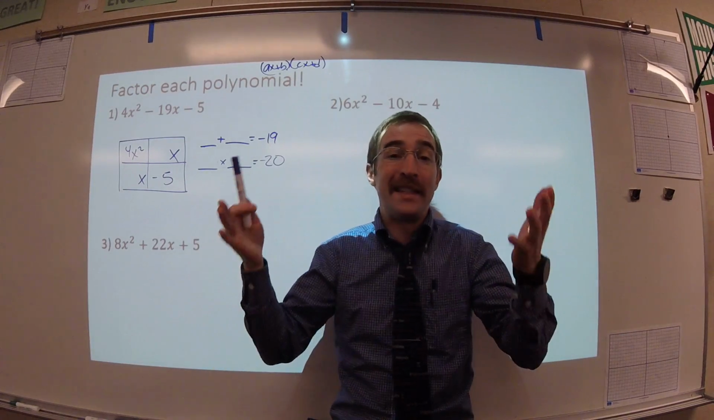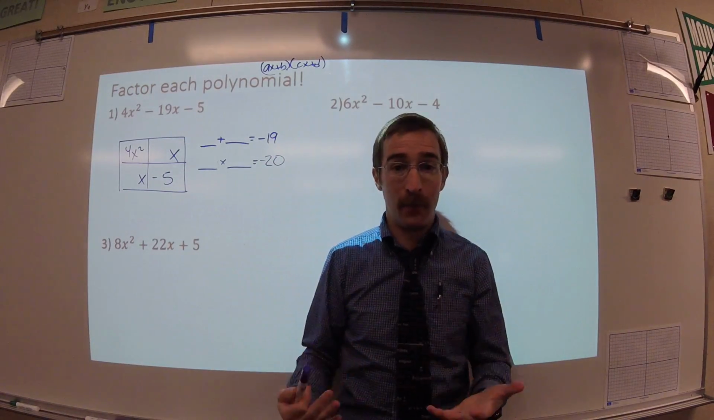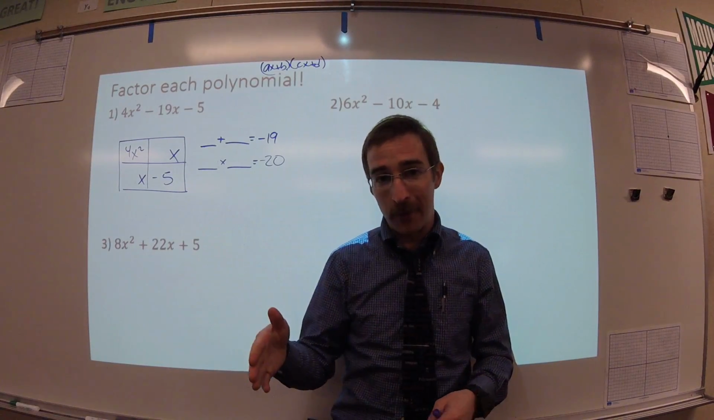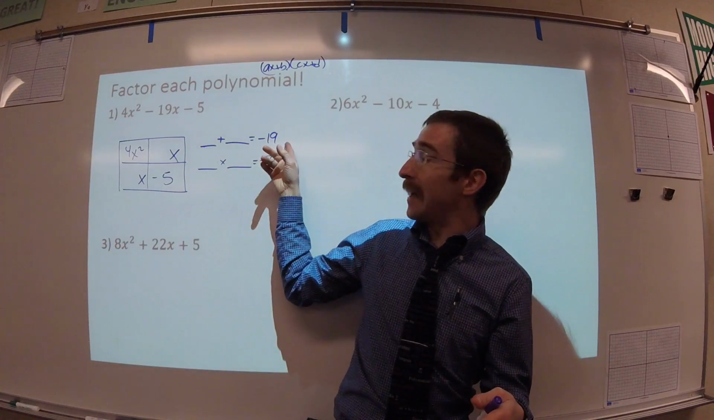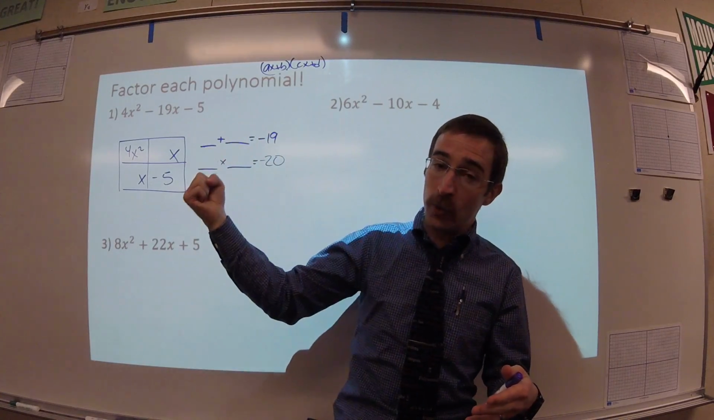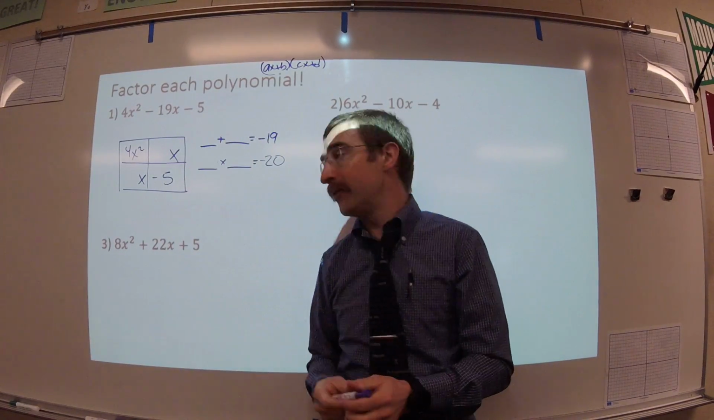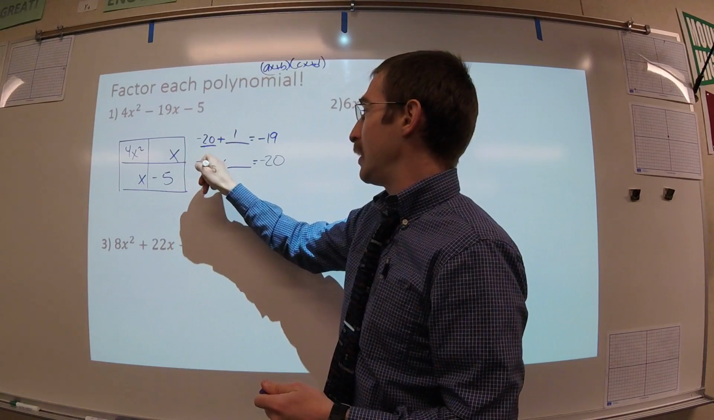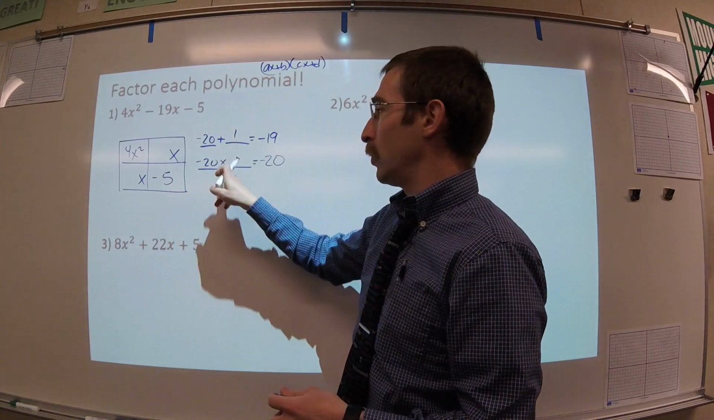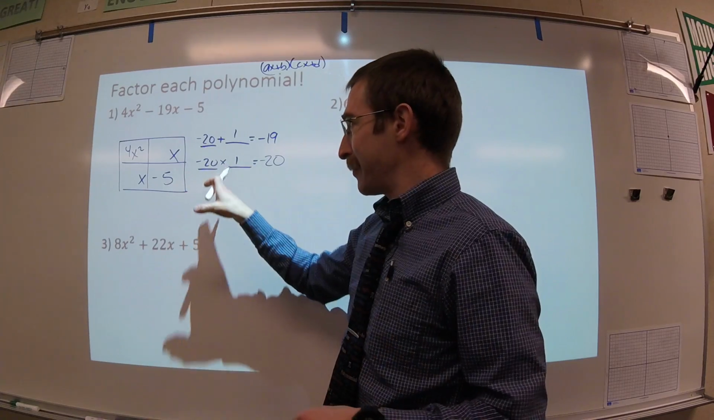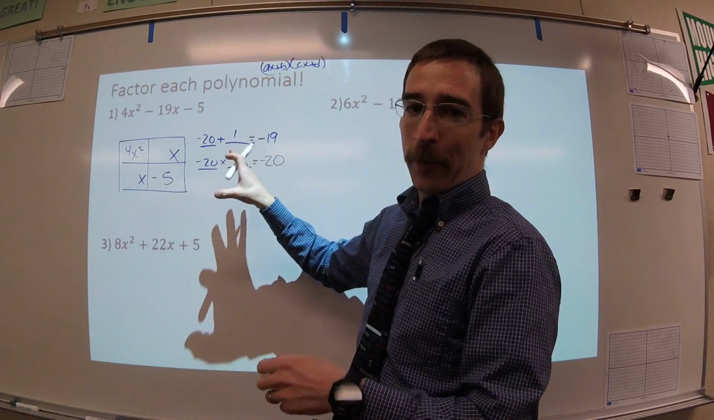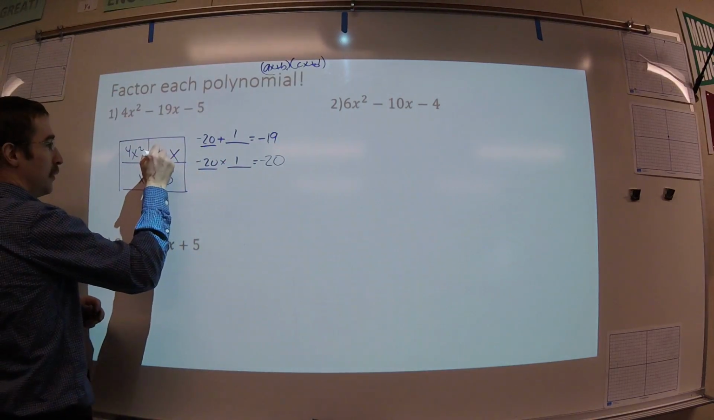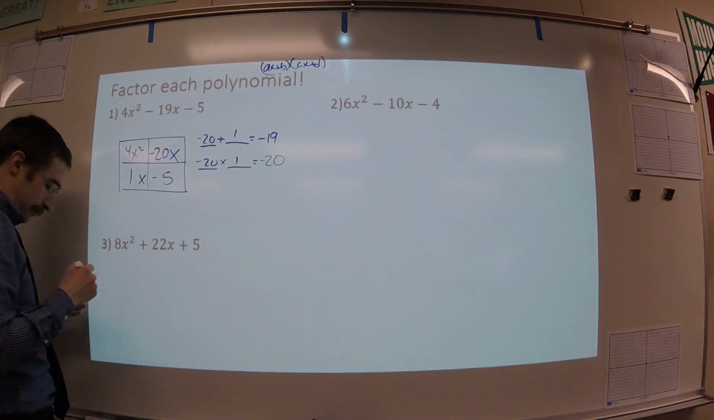But 20 and 1 multiply to 20. I need to multiply to negative 20, so it's either negative 1 or negative 20. I need it to add to a negative 19, so I'm going to make 20 the bigger number, a negative. So we go to negative 20 plus 1. Negative 20 times 1. Right, so that lines up properly with what we set up. These are the numbers that go in our box.